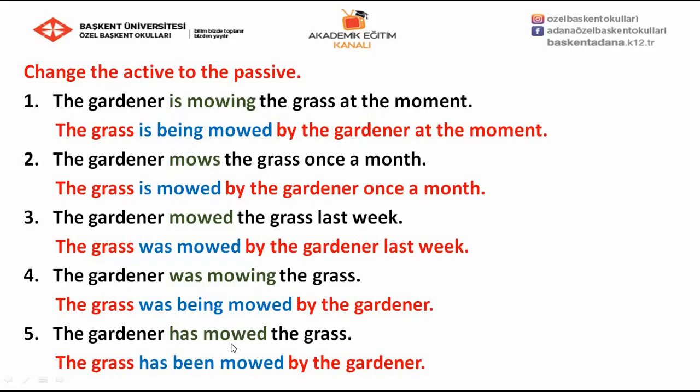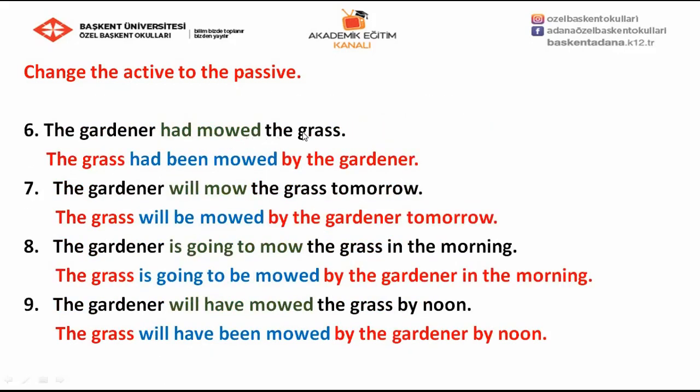So when we convert all of them into a passive form, like in the present continuous, we just need to say is being mowed. In present simple tense, we just need to say is mowed. In simple past, we just need to say was mowed. In past continuous, we need to say was being mowed. In present perfect, it needs to be changed like has been mowed.